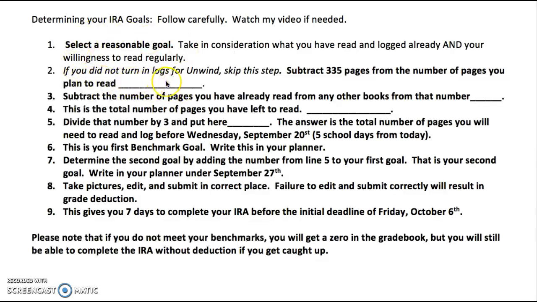Put that number here. Now step 3, I want you to subtract the number of pages you have already read from any other book from this number and write it here. So it's basically taking 335 plus whatever number of pages you've already read, adding those together, and then subtracting them from the original total. So this is the total number of pages you have left to read. So if you have not read any other books, then this number will be the same as this. If you have read more, then this number will be smaller.